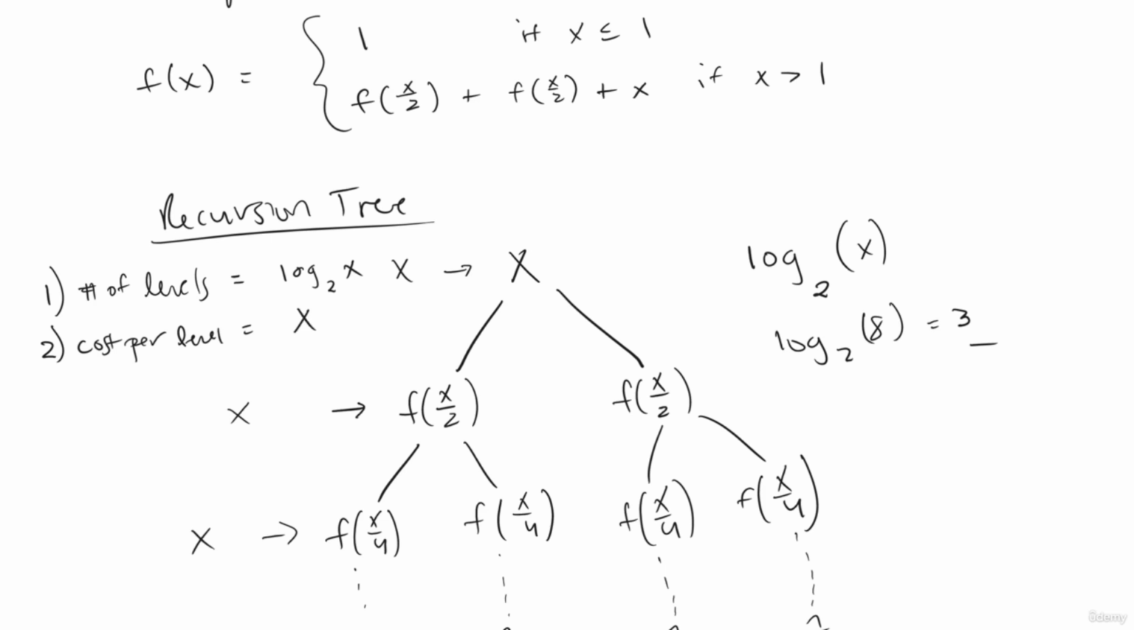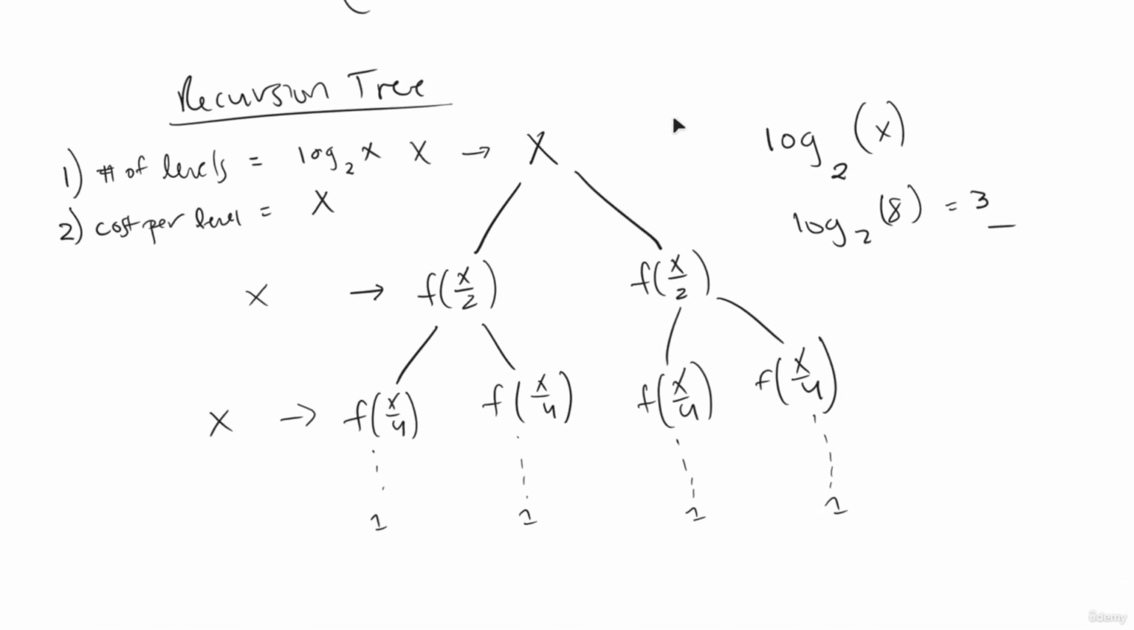And so now that we have the cost per level and we have the number of levels, we can actually figure out what our total is. And our total is just going to be our cost per level times our number of levels, which is just going to be x log base 2 of x.